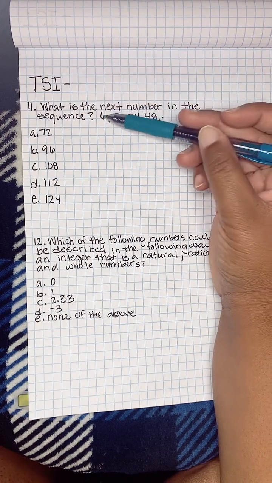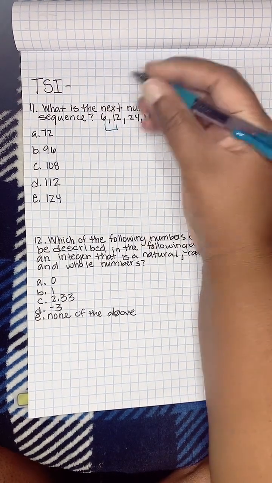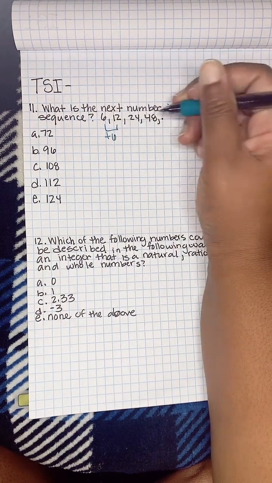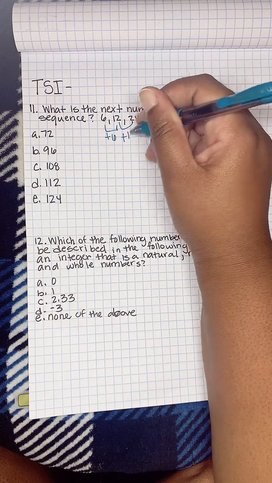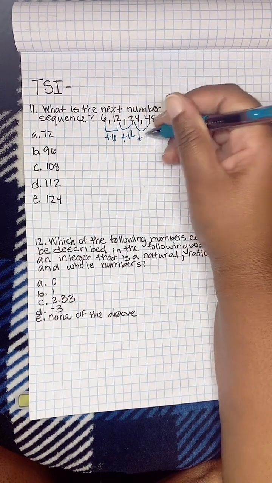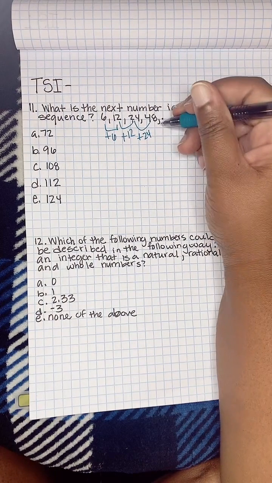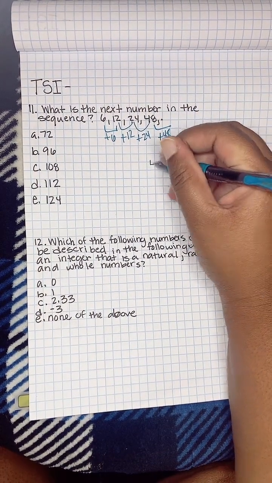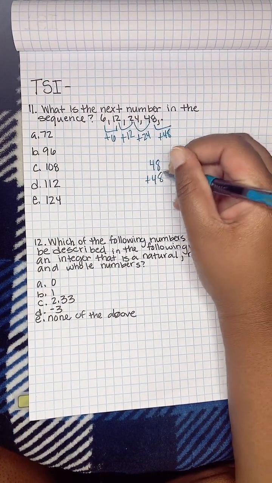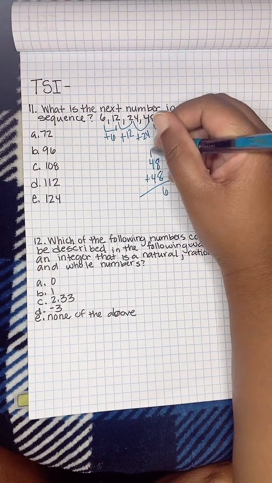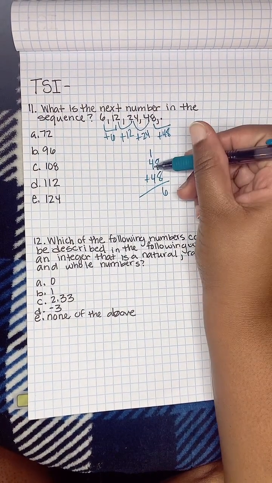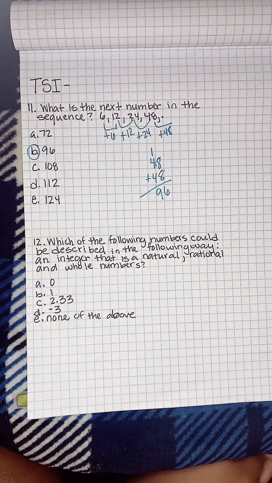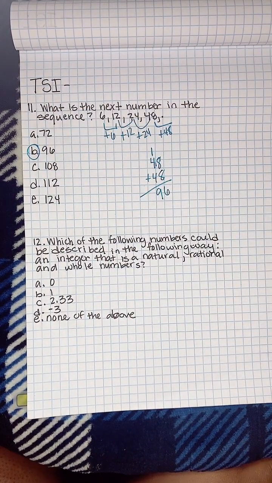So let's see what the pattern in the sequence is. 6 plus 6, so if we add 6 here, we get 12. If we add 12, we get 24. And if we add 24, we get 48. So we have to add 48. 48 plus 48: 8 plus 8 gets us 16, carry the 1. And then 4 plus 4 is 8, plus 1 is 9. So we get B, like you guys said, 96. Wonderful.